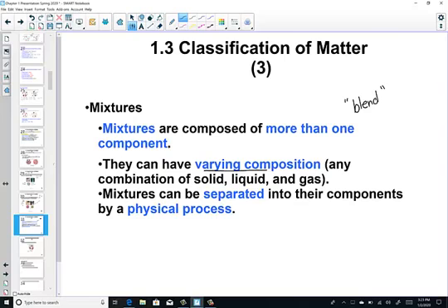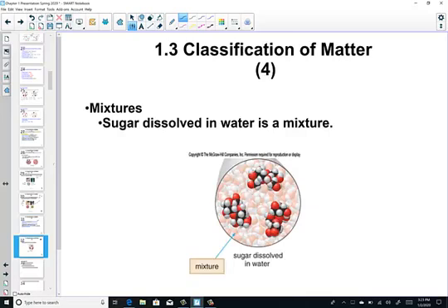So let's think of some examples. Sugar dissolved in water is an example of a mixture. It's an example of a homogeneous mixture, a uniform blend throughout. And I can have a concentrated sugar water, or I can have a dilute sugar water. Since its composition can vary, we understand that it's a mixture. And I can separate sugar from water by a physical change. I can evaporate water and get the sugar back, which is another indication that it is a mixture.